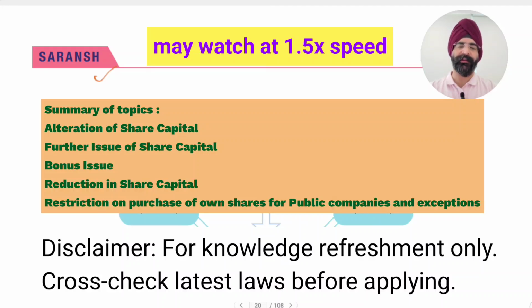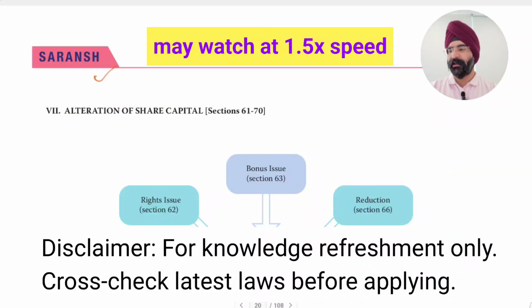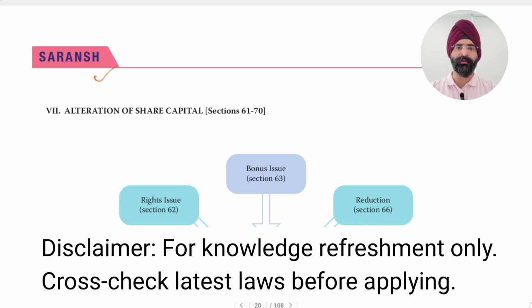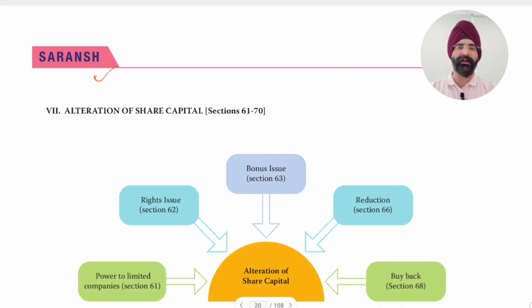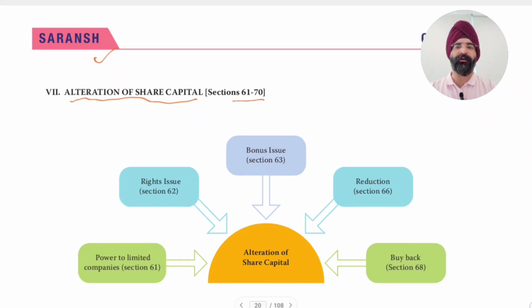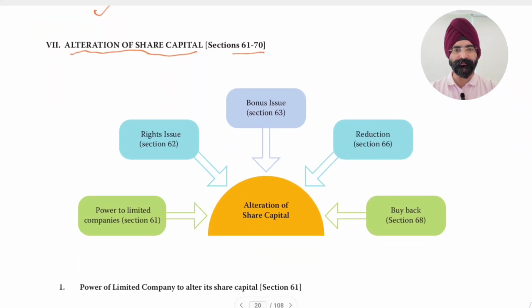So let's proceed further. In the last video, we covered kinds of share capital, voting rights, sweat equity shares, and personation of shareholder. These were covered in the previous sixth video. This is the seventh video, and we are starting with alteration of share capital. Sections 61 to 70 provide for alteration of share capital.